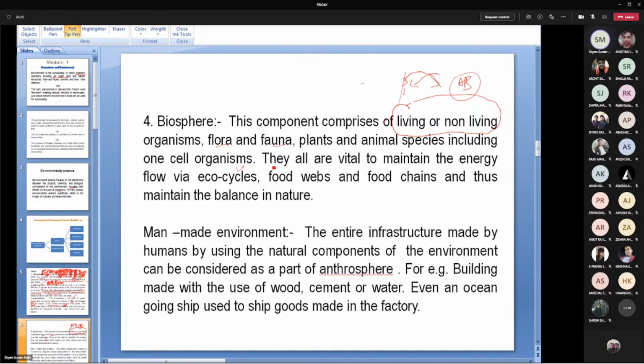They are all vital to maintain the energy flow via ecocycles, food webs or food chains. Try to understand the language first. Look here, suppose this is your food cycle. Suppose this one is a small insect, this one is small plants, this one is a small fish, this one is a big fish, then this one is man.